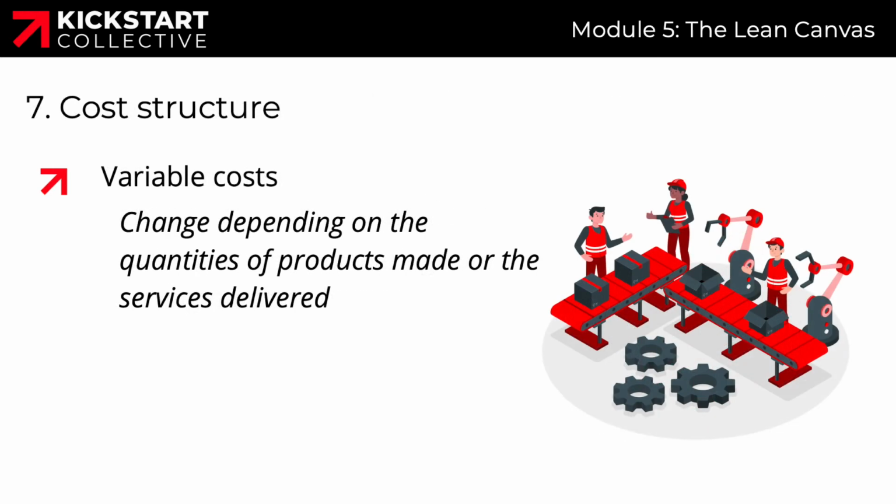Broadly speaking, costs can be divided into variable and fixed costs. The variable costs change depending on the quantities of products made or the services delivered. If you are using PayPal or Stripe as a payments provider, for example, transaction costs would vary depending on the total transaction volume. Furthermore, you will also have customer acquisition costs. This would come from the marketing costs.